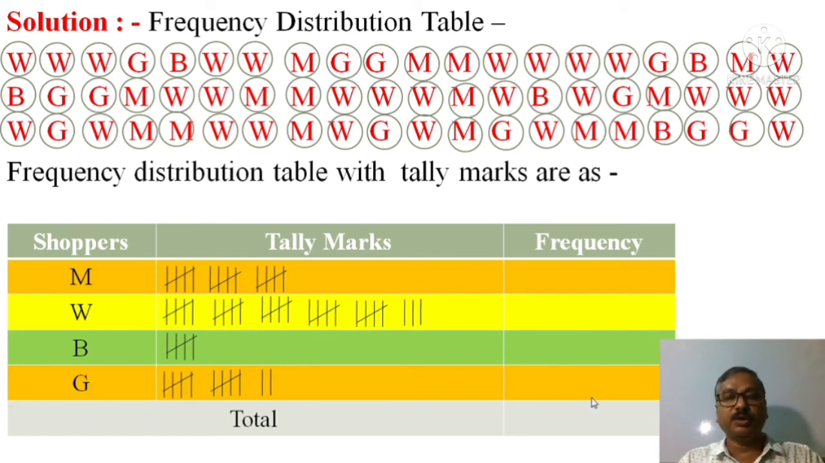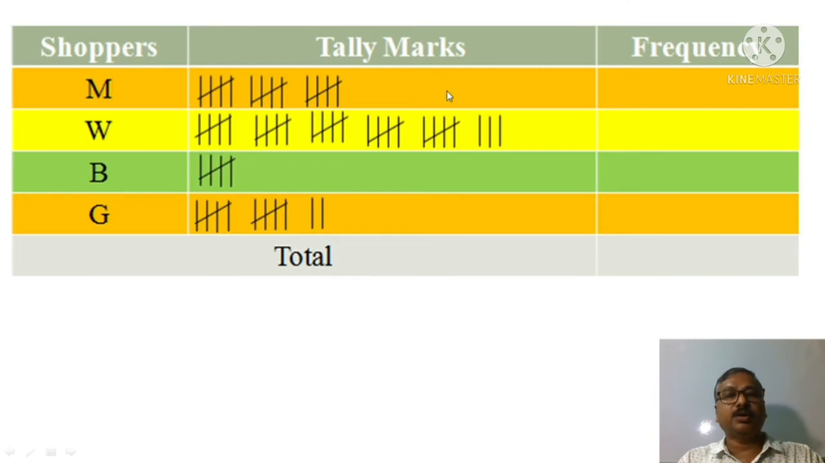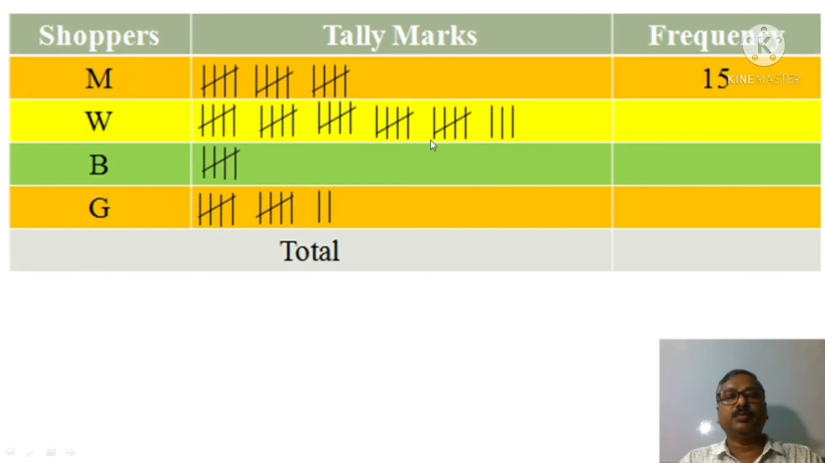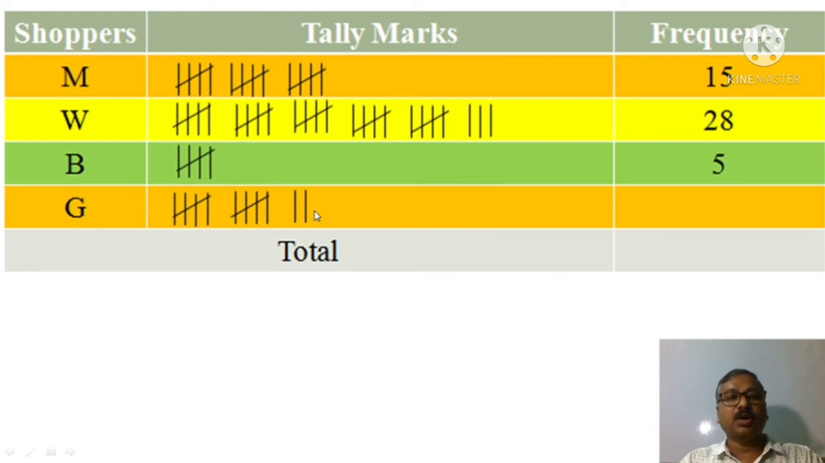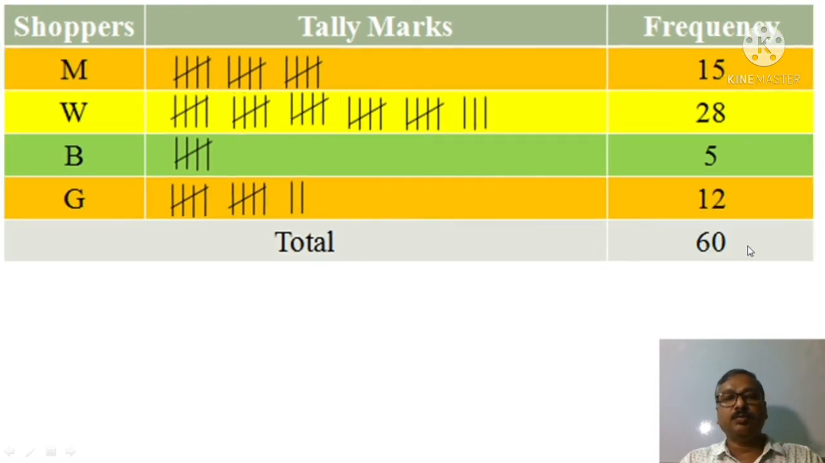Now we'll write the frequency. So frequency means how many times it repeats, that is, out of the shoppers how many men are there. Now it is easy to count. This is 5, 5, 10 plus 5, 50. So now we will count this. This is men. So this is 5 plus 5 plus 5, 15. So now for women this is 28. Now boys 5, clear. So now girls this is 12. Now the total will be 60.